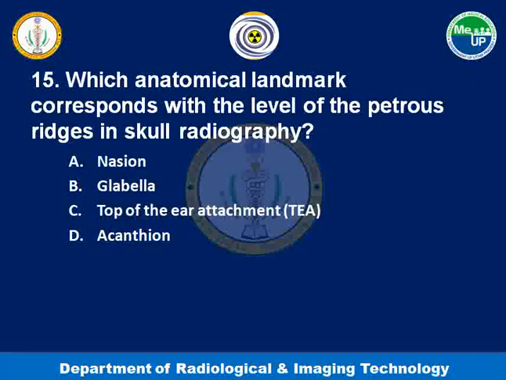Question number 15. Which anatomical landmark corresponds with the level of the petrous ridges in skull radiography? Option A is nasion. Option B is glabella. Option C is top of the ear attachment, TEA. Option D is acanthion. The correct answer of this question is option C. Top of the ear attachment, TEA.